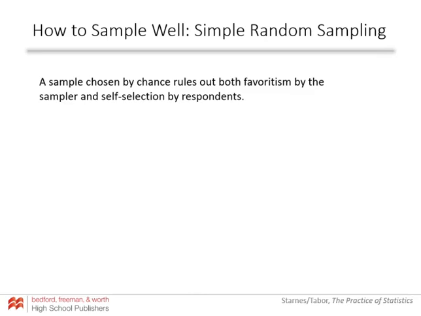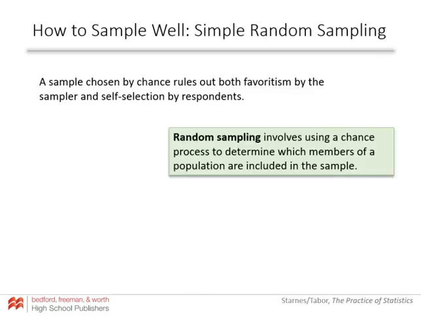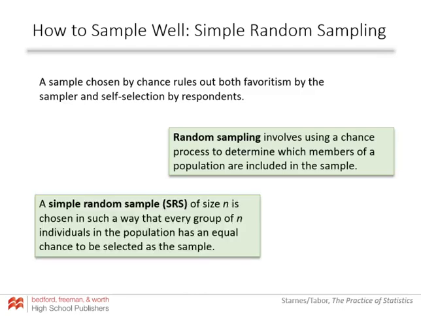What should we do? How do we sample well? What we want to do is use chance. We're going to do simple random sampling, so that we aren't using favoritism when we're selecting and people aren't self-selecting, okay? So random sample means we're using a chance process.